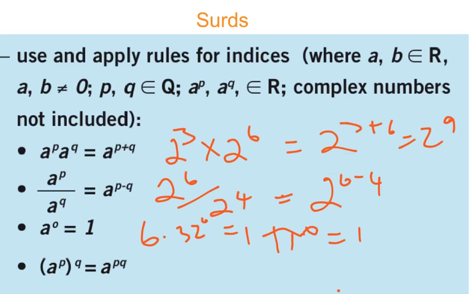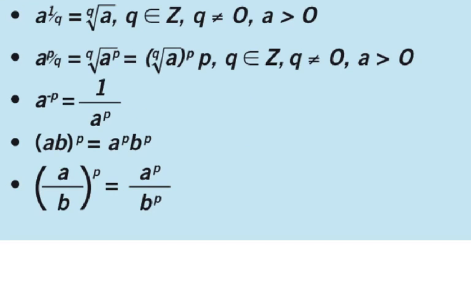And then you get this last one, a to the power of p, to the power of q, is equal to a to the power of p multiplied by q. Okay, I've done these in class before, so hopefully you've got these. Next one, let's have a look at a to the power of 1 over q. And again, reading the mathematics, we can rewrite that as the q-th root of a. We'll see an example in a moment.